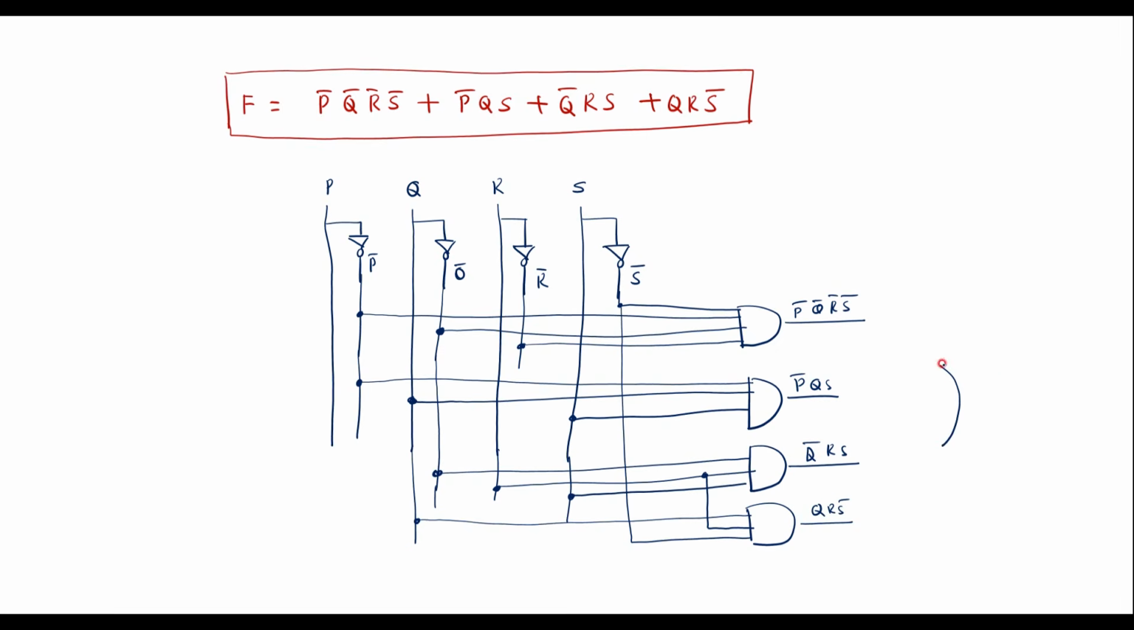Then a 4 input OR gate. All these outputs are connected to it. So the output of this is F. This is how we're supposed to simplify using the Quine McCluskey method.